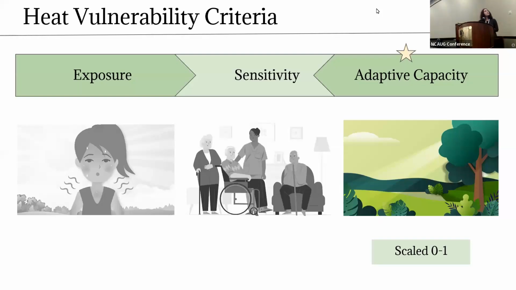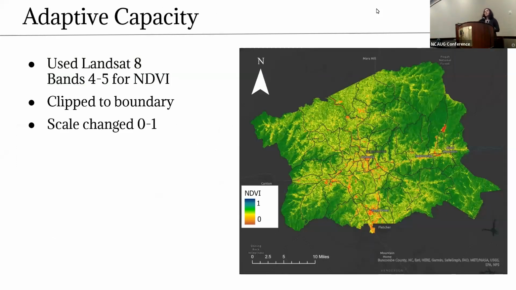All right, so the last one I want to point out is adaptive capacity. For adaptive capacity, I decided to make an NDVI. I chose this because it's going to show all of the vegetation that's actively photosynthesizing on the same day that I took my temperatures. To create this, I used the same satellite imagery, and I used bands 4 and 5, the infrared bands. I clipped it to the Buncombe County boundary, and then I scaled it so that the forests would be a 0 and the developed areas would be a 1.